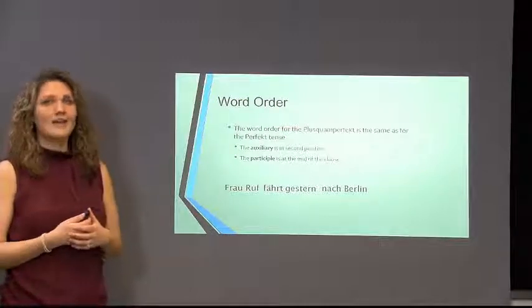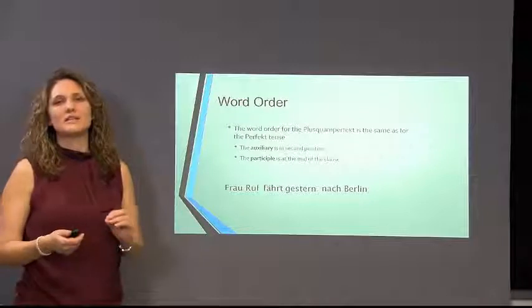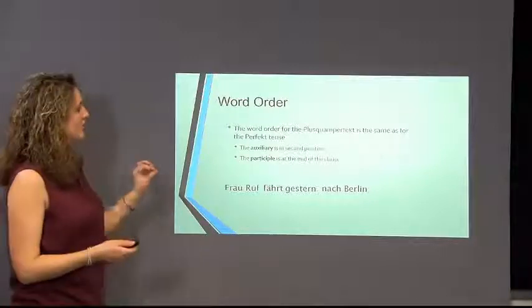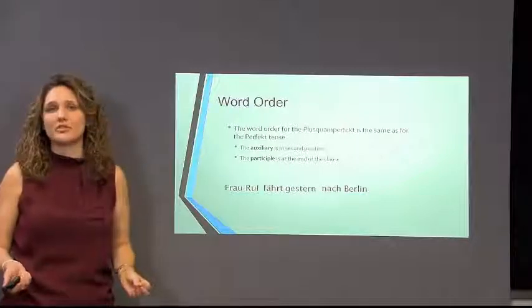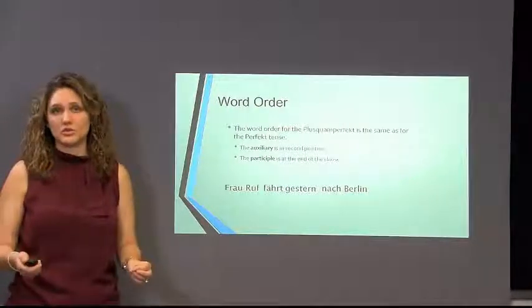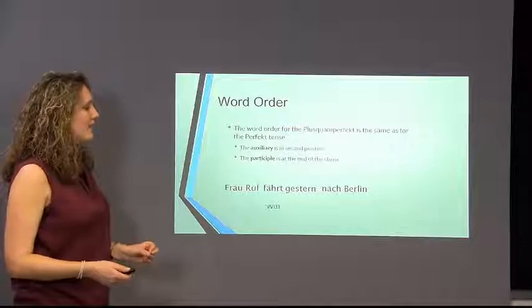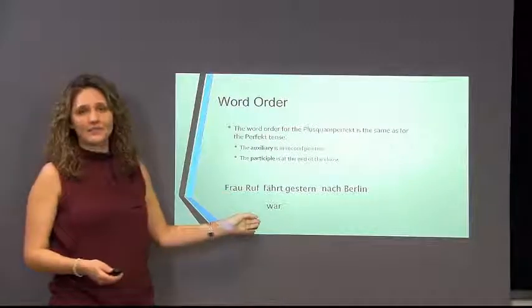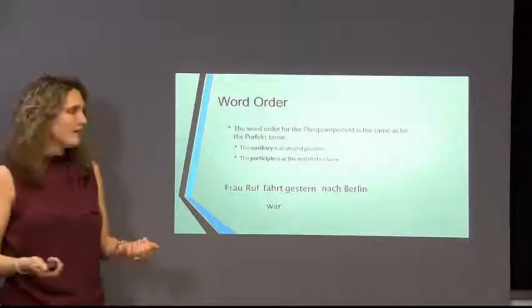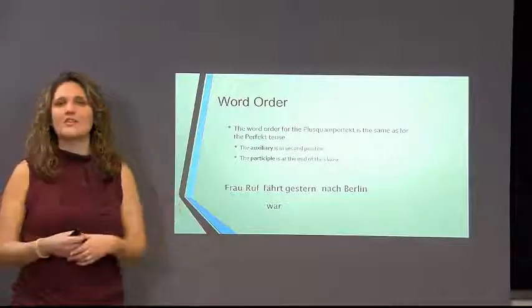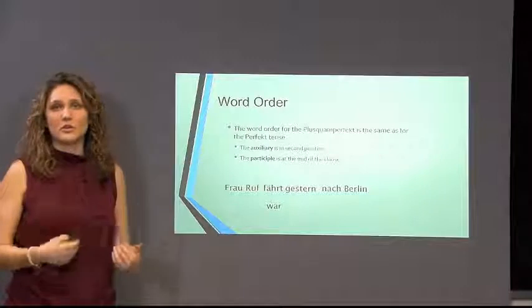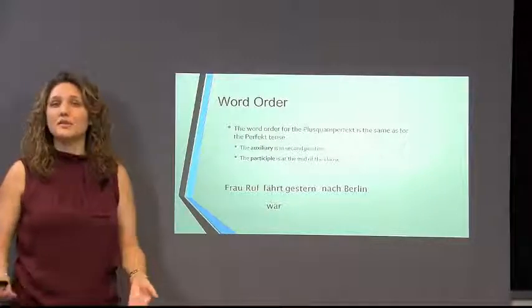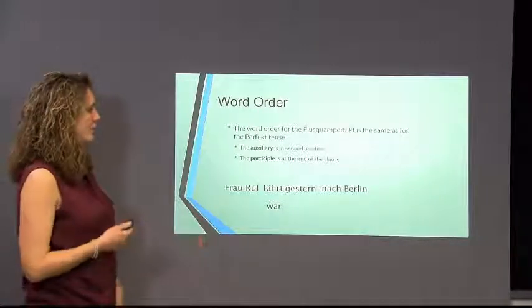Okay? Now I said the auxiliary should go in second position. Because we have a present tense sentence here, we have the conjugated verb in second position. So that's where our auxiliary should go. Okay? And our auxiliary in this case is war, because the fahren, what we have here, is a motion verb. It has a direction. So that's why we use, of course, an auxiliary form of to be, sein. Okay? And this, of course, would be war.